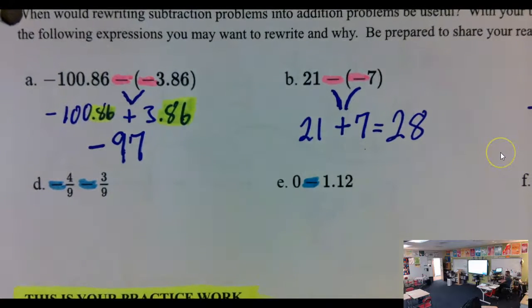Questions on that one? I know it's not a homework problem, but it's trying to make more sense of our homework problems.